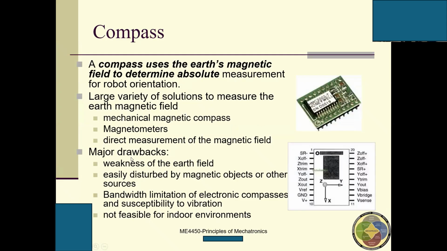So these are the major drawbacks. The first one is that the Earth's magnetic field is usually very, very weak and easily disturbed by magnetic objects or other sources just nearby. Then there is bandwidth limitation of electronic components and susceptibility to vibration. So it is not feasible for indoor environments. We have different kinds of compass in the market, and they have some drawbacks. When you select a compass, you need to be very, very careful.